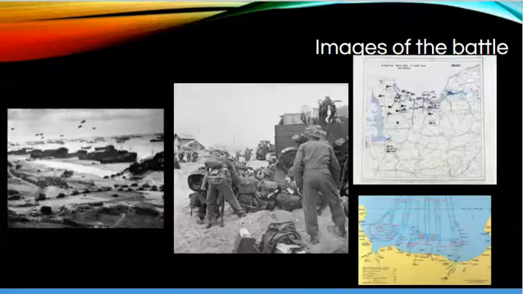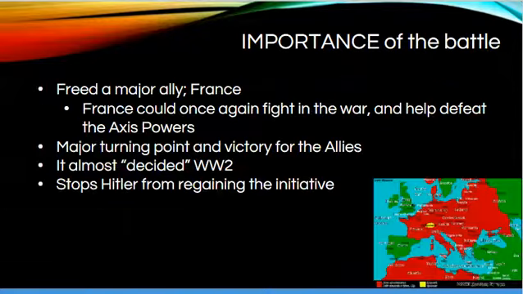The leftmost picture is a picture of the invasion on Omaha Beach. The one in the middle is a picture of the preparation of D-Day, and the two on the rightmost are pictures of the plan of the D-Day invasion. The importance of this battle was to free France, a major ally, so they can defeat the Axis powers and France can fight again.